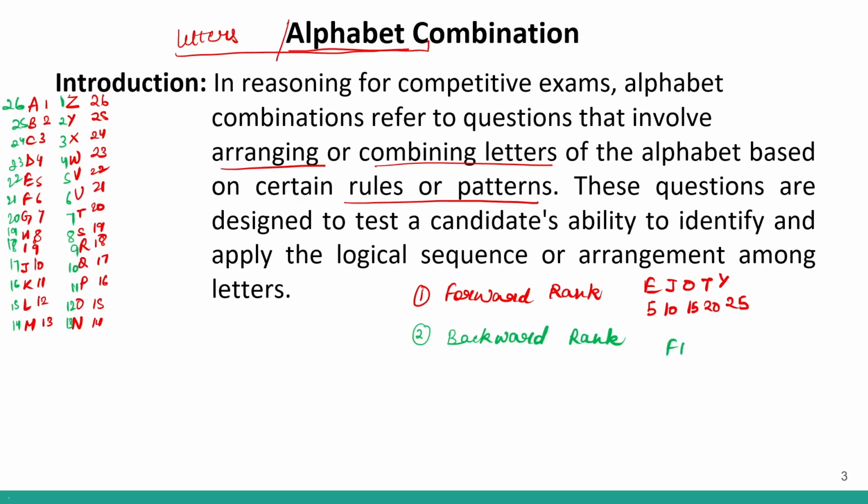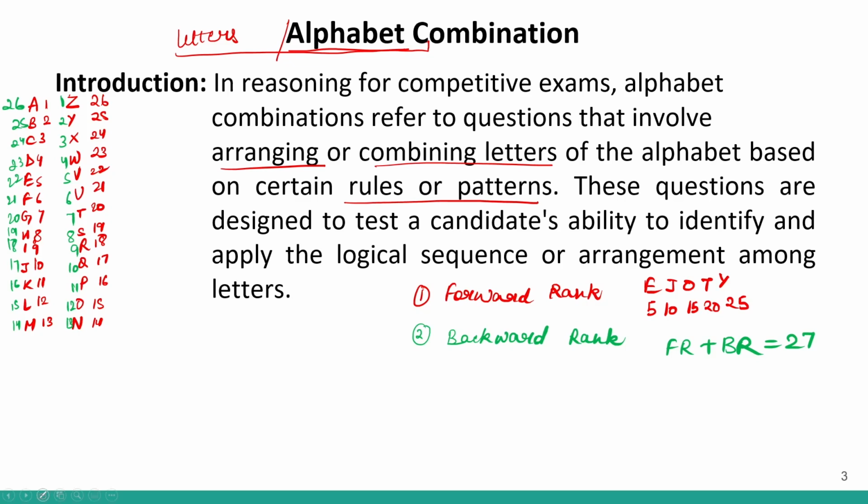Now, forward rank plus backward rank is always equal to 27. You can check for any number. For X, it is 24 plus 3, 27. T, 20 plus 7, 27. For H, 19 plus 8, 27. So for any alphabet, the sum of the forward rank and backward rank is 27.